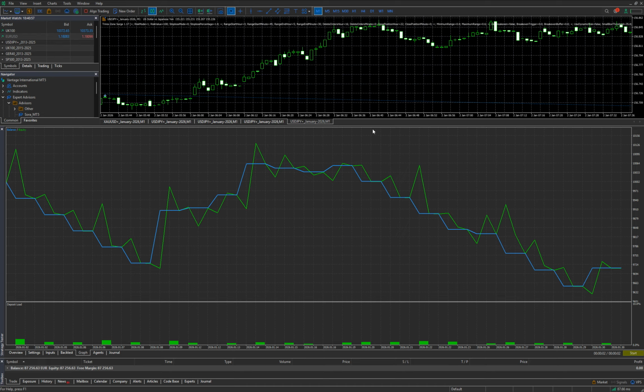So same for USD JPY 4. It's pretty much identical. Well, not identical, but the chart looks the same. So losing, made it back, losing.